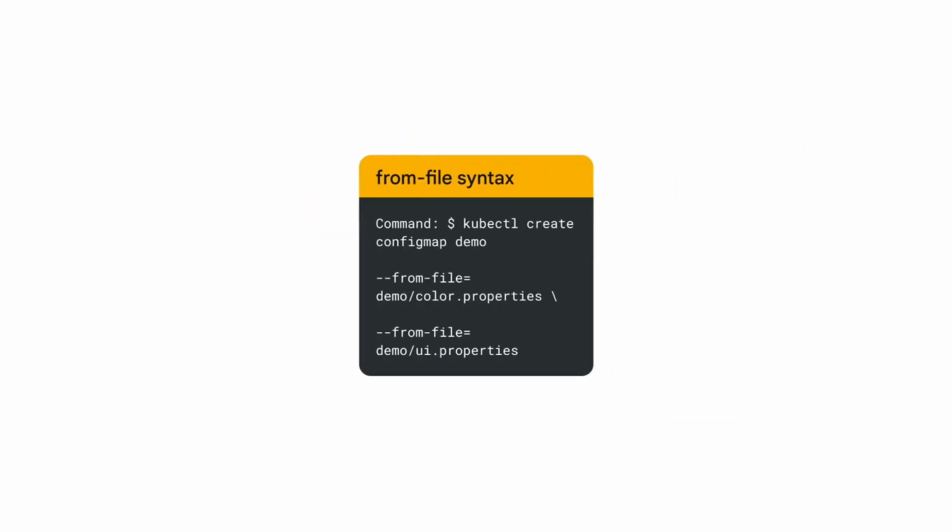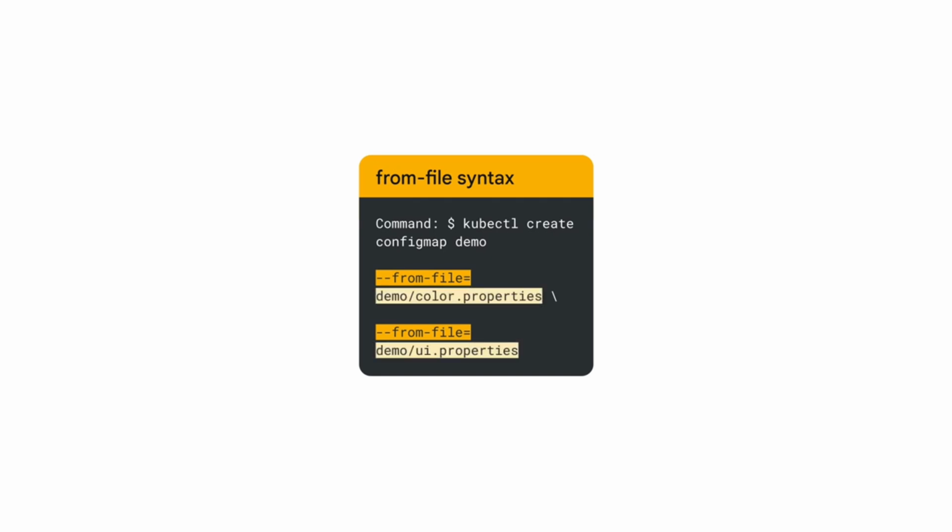Another way to create a config map is by using the from file syntax. These files contain multiple key values. Multiple files can be added to a config map, and it's recommended that you check these files into a source code control system to maintain their versioning and history.